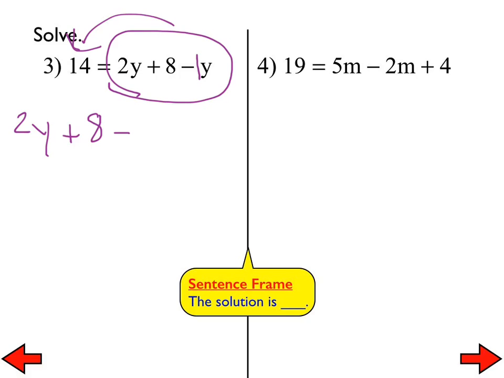Obviously, you don't have to do that. But for some of you, that makes it easier. And then the 14, we're moving it to the other side. And then that way it looks just like what we did in number 1 and number 2. And the reality is both of those situations are equivalent to each other. Whatever you decide to do, go ahead and solve it.